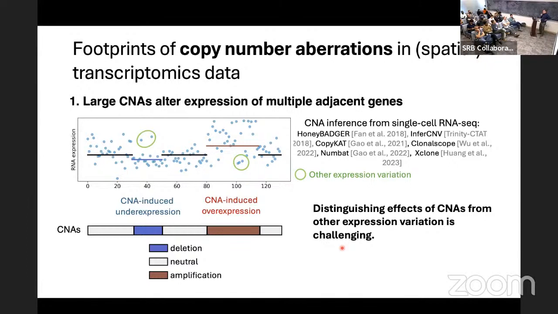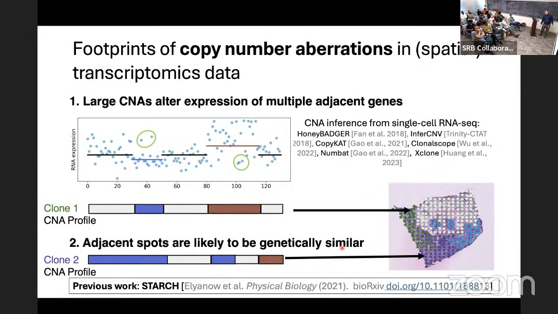And so our thought was, maybe we could actually do two things. One, we could use the fact that we have spatial RNA sequencing to get us better copy number aberrations. And then once we had those copy number aberrations, we could use them to do tumor evolution. So how could having spatial data give us a better chance of getting copy number aberrations?